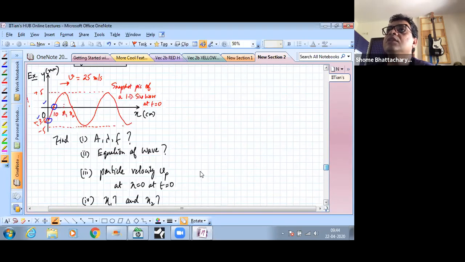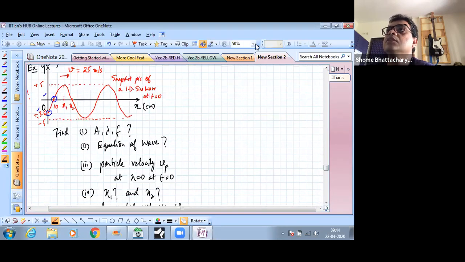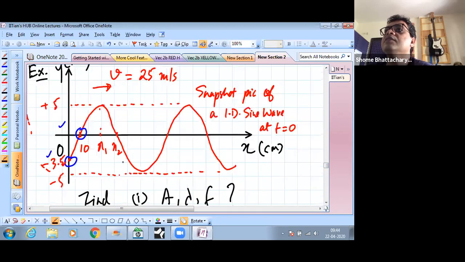So see, now this wave, I'll just maximize this a little. This wave is traveling in which direction? It's traveling along the positive direction. Okay. So if it is traveling in the positive direction, this is how it looked at t equal to 0. Now let me quickly draw how it shifts at time t equal to delta t, where delta t is a small amount of time.